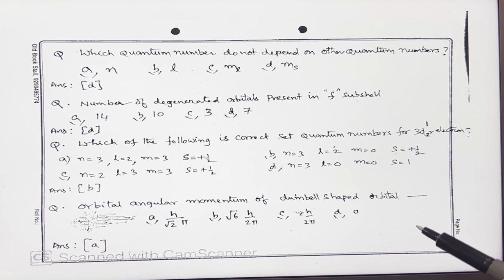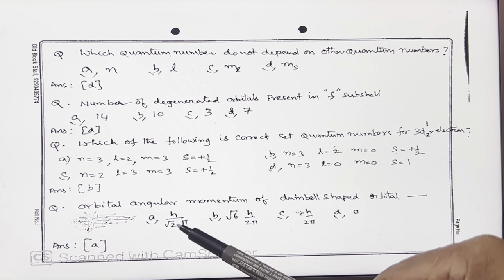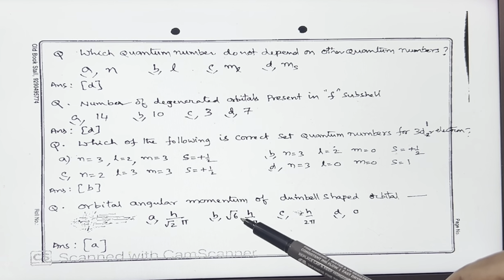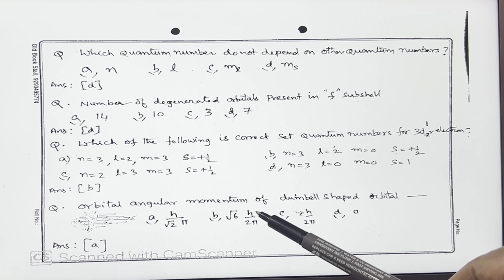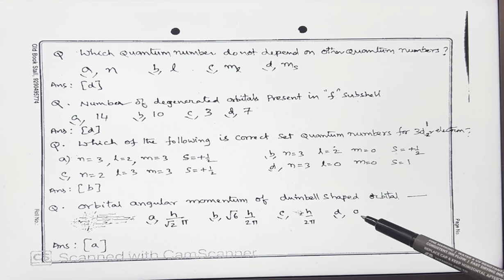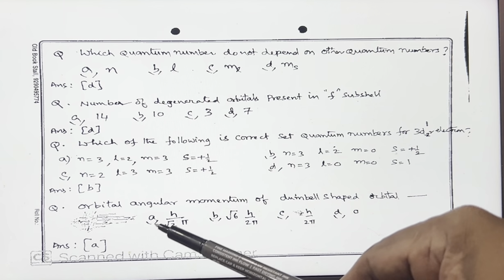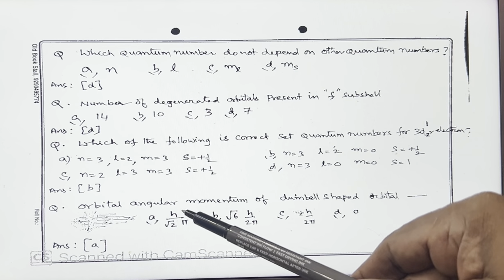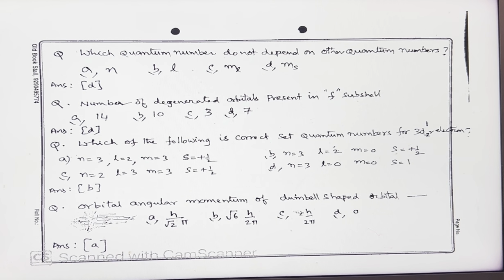Next question, orbital angular momentum of dumbbell shaped orbital. h by root 2 pi, or root 6 into h by 2 pi, or simply h by 2 pi, or 0. The answer is A, h by root 2 pi.